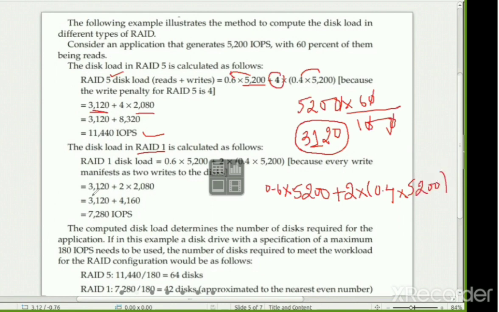So it will be directly 7280 input output per second. So please remember, this much of the operations are being carried out by the disk. Okay, now when I want to calculate how many disks are required, please remember how many disks will be required.